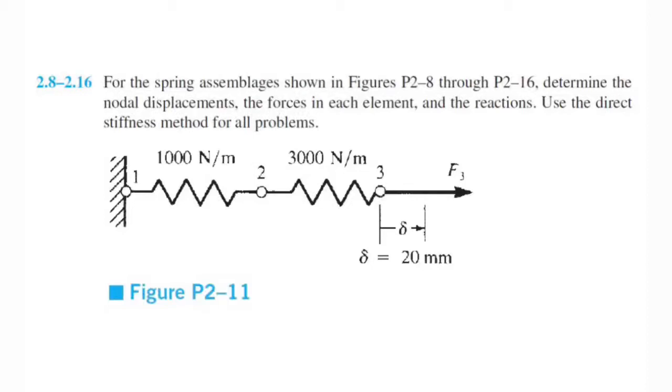So we got 211, same thing as the other ones, right? Determine nodal displacements, forces in each element and their reactions using the direct stiffness method. This one, a little bit easier because we have one less spring, but let's go ahead and get started.